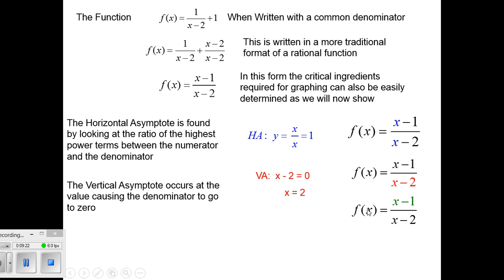Okay? Next we look for the x-intercept, which occurs when y equals 0. So we go to our original function here, and this f of x, of course, is y.